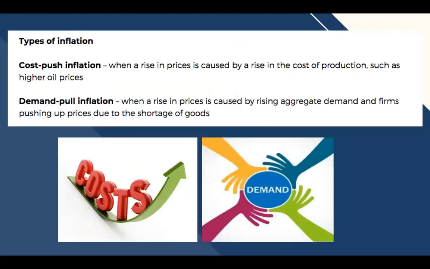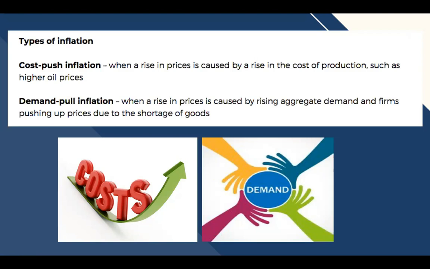Now, there are two types of inflation. There is what we call cost-push inflation, which is brought about by a rise in the cost of production, for example, higher oil prices. One of the reasons why there is inflation, or an increase in the prices of commodities, is because of higher costs. So businessmen and local companies are passing on to consumers any increase in the cost of their production.